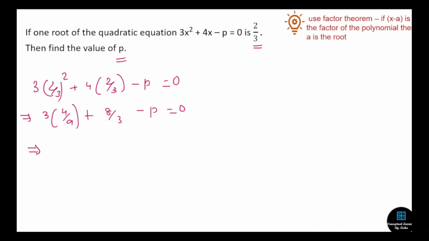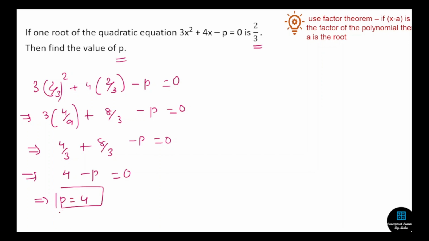Now we know how to simplify these fractions, right? So I'll get 4 upon 3 plus 8 upon 3 minus p equals 0. And on simplifying this, 12 upon 3 gives me 4 minus p equals 0, and hence I'll get p equals 4. So this is how I'll get my answer.